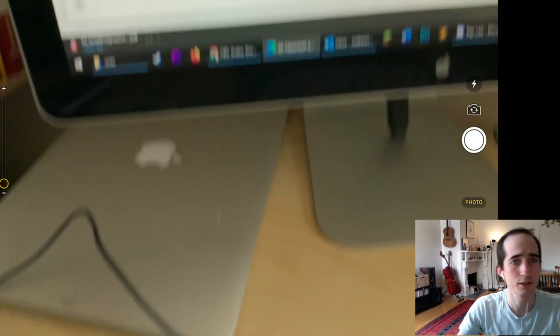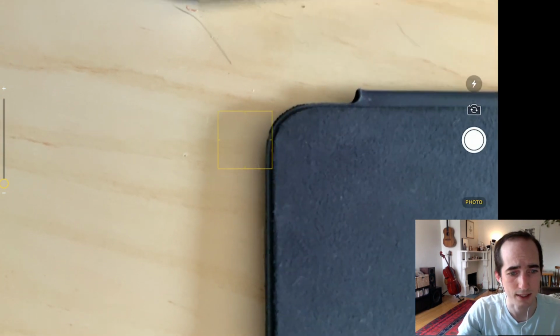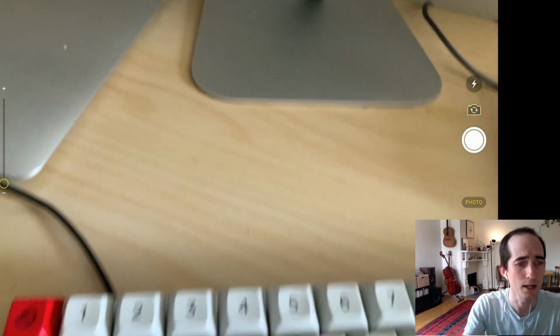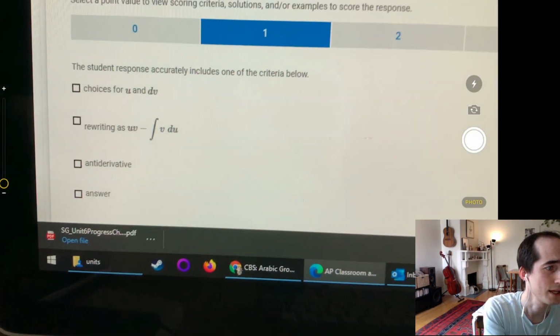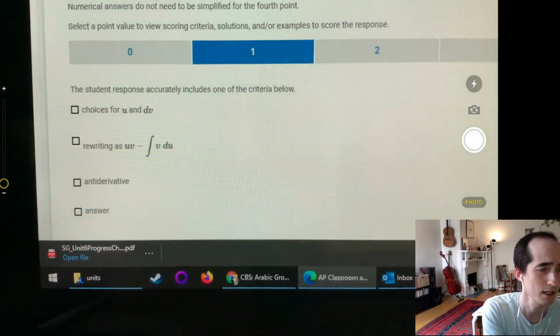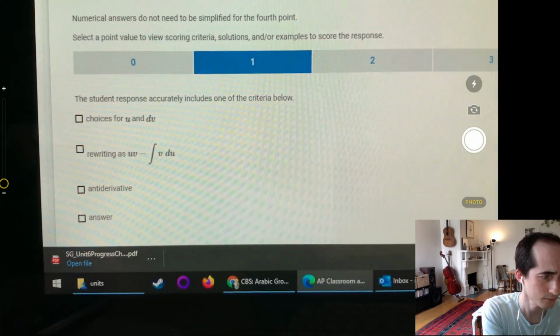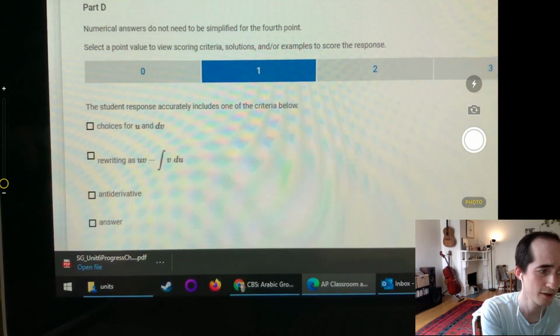And I just want to share something with you for part D. I'm going to scroll up because I don't want you to see the answer. But these are the things they would be looking for in part D: your choices for u and dv, rewriting as uv minus the integral of v du, taking the antiderivative, and then the answer.